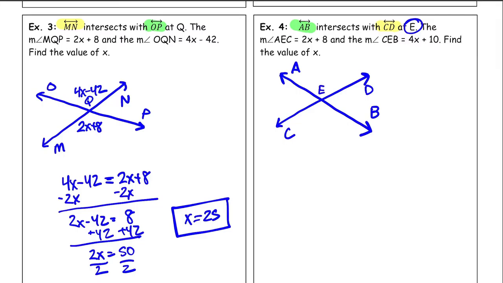All right, the measure of angle AEC. So let's trace it. AEC. Again, on your diagram, might be in a different location, but wherever that angle is, I have to put 2x plus 8. Then I have measure of angle CEB. CEB. So trace those letters on your diagram, and wherever that angle is, inside there, you're putting the 4x plus 10.